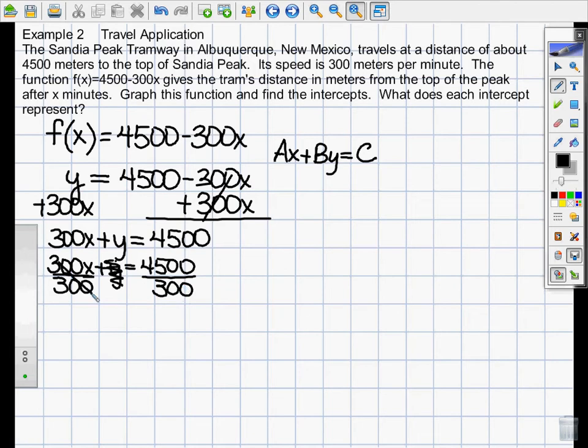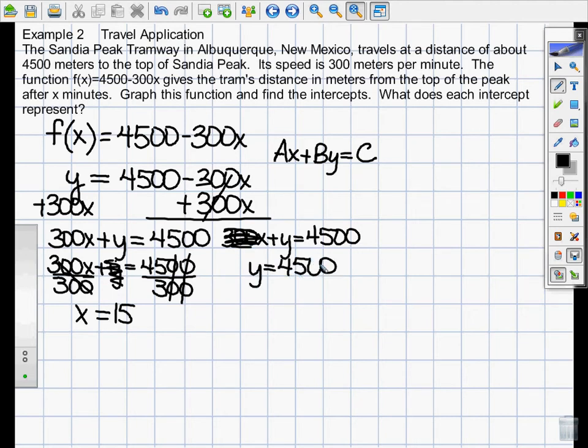And it looks like x is going to end up equaling 15. Awesome. All right, so that's our x-intercept. Now we need to go back and do it again, but this time we want to find the y-intercept. So what that's going to entail is we're going to do the cover-up method. We're going to cover up the x so we can find the y. Well, y doesn't have a coefficient, so there's nothing to solve. It's y is 4,500. So now we know our two values.